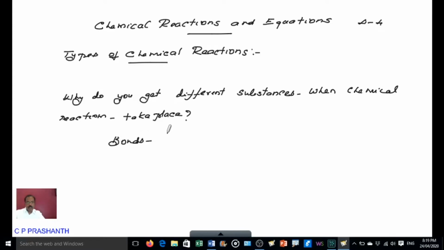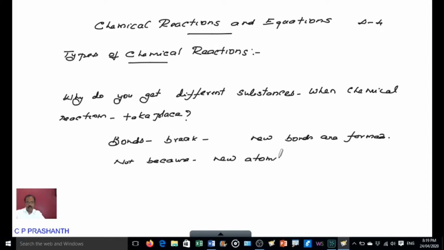This happens because the bonds or the attractive forces which are present in the reactants break and some new bonds are formed. So when new bonds are formed, what actually happens is the rearrangement of the atoms present in the reactants.